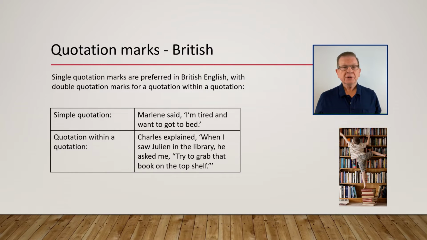Single quotation marks are preferred in British English, with double quotation marks for a quotation within a quotation. Simple quotation, Marlene said, "I'm tired and want to go to bed." Quotation within a quotation, Charles explained, "When I saw Julian in the library, he asked me, 'Try to grab that book on the top shelf.'"